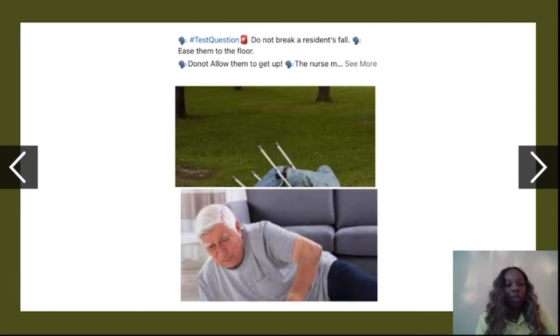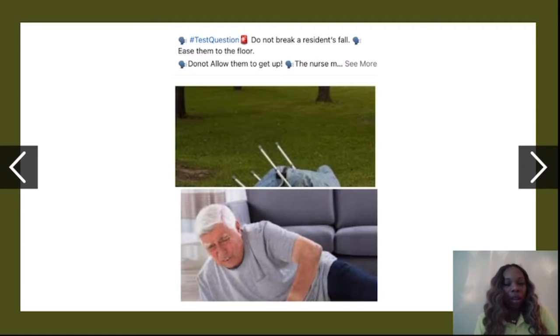Falls. Residents, when a resident begins to fall, you do not want to break the resident's fall. You want to ease that resident to the floor. What's important is that you do not allow them to get up. You also want to notify the nurse that the resident has fallen, and you want to wait until the nurse comes to assess the resident before helping the resident to get up from a fall.